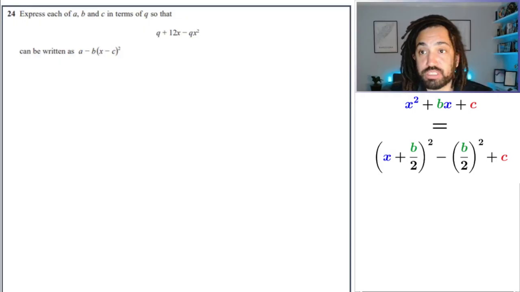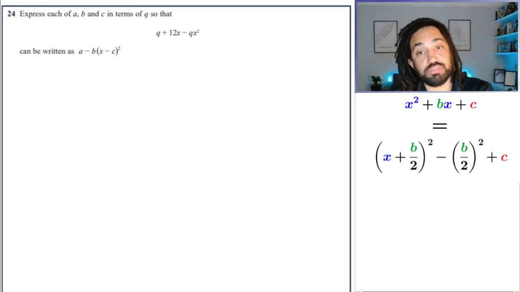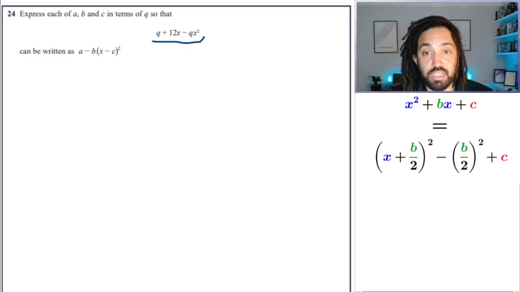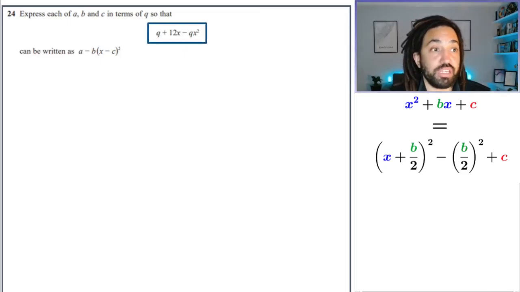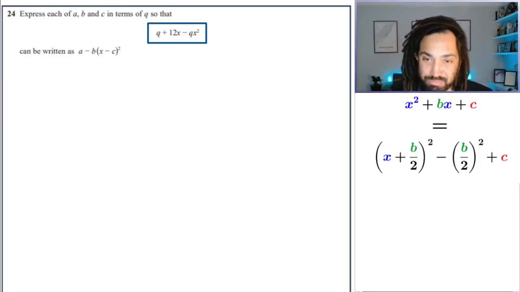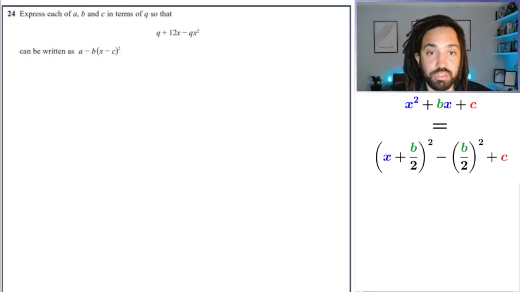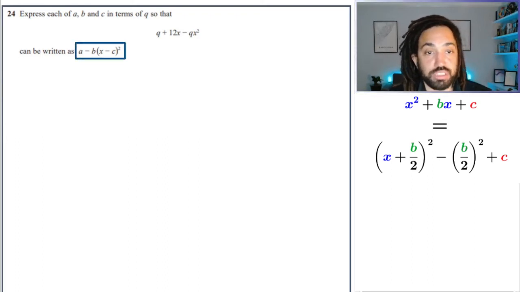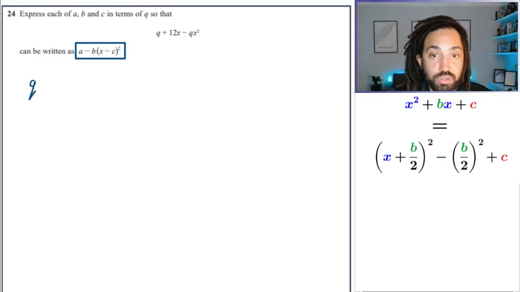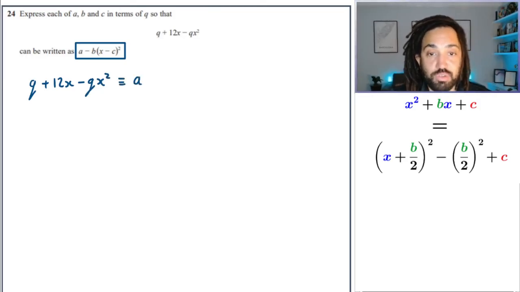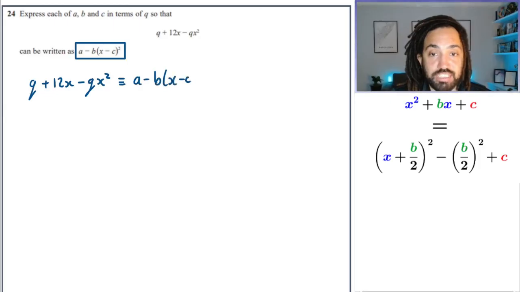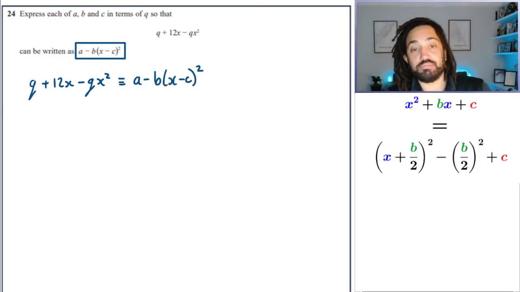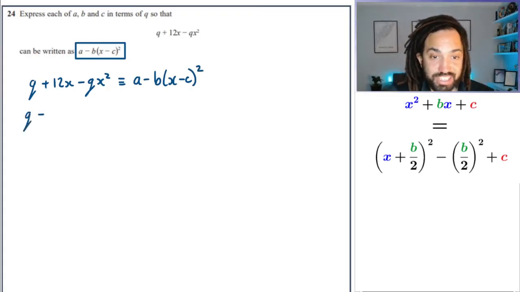Okay, final question is a real toughie. There's a couple of ways of doing it. You could either try and complete the square using the methods that we've been doing, which I think is probably trickier, or we can use a different approach, which is equating coefficients. So I'm going to try and equate coefficients. If I want q plus 12x minus q x squared to be exactly in the form a minus b(x minus c) all squared, then I can make it happen.